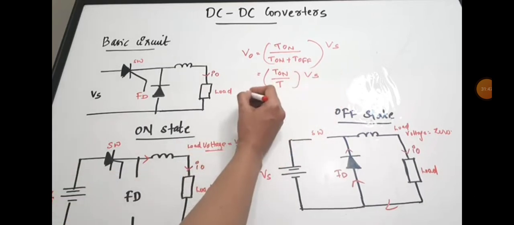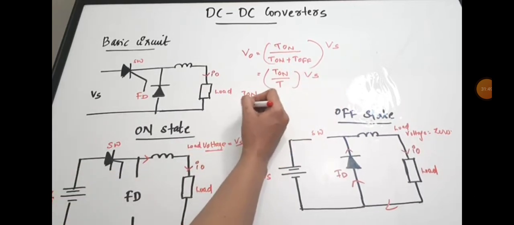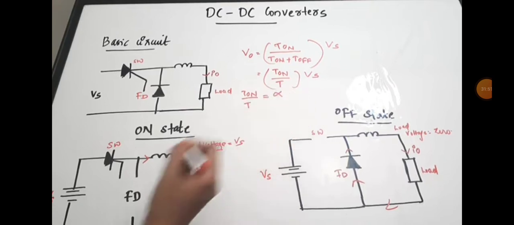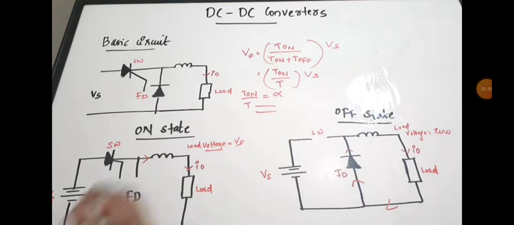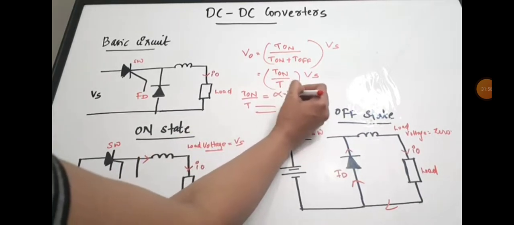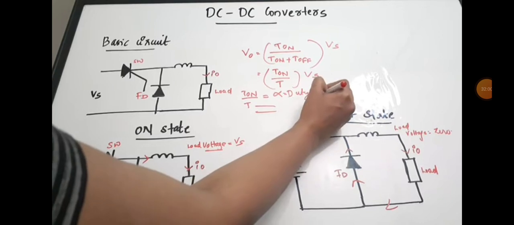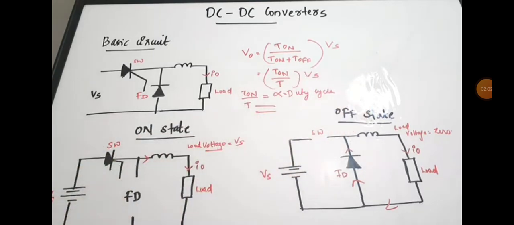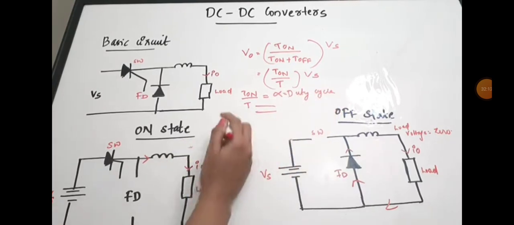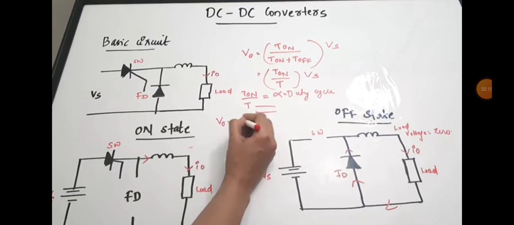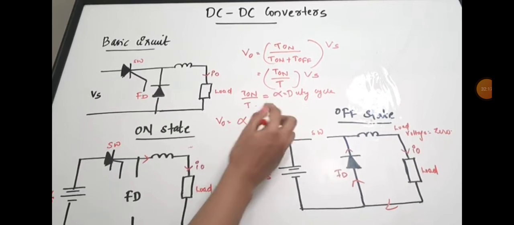And you can take this T on time by T as alpha, which is the duty cycle. Okay, so here we are taking this as alpha, which is equal to duty cycle. So you can write the output voltage V out is equal to alpha times Vs, right?